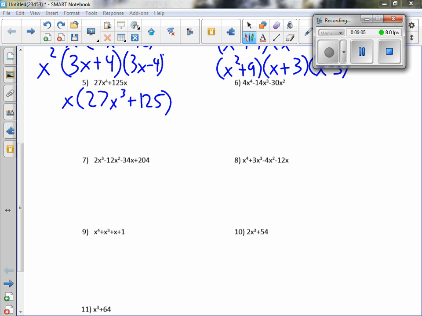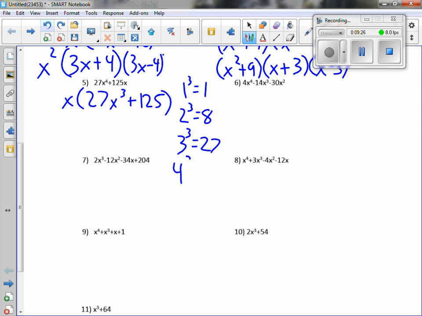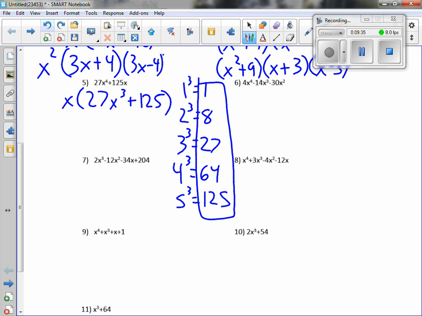So next we're going to figure out what else we could factor. What do we notice right here? 27x to the 3rd and 125 are both perfect cubes. How do we know that? Let's list our perfect cubes. 1 cubed is 1. 2 cubed is 8. 3 cubed is 27. 4 cubed is 64. 5 cubed is 125. So for perfect cubes, these are the types of numbers we're looking for. We see 27 and 125 right here.